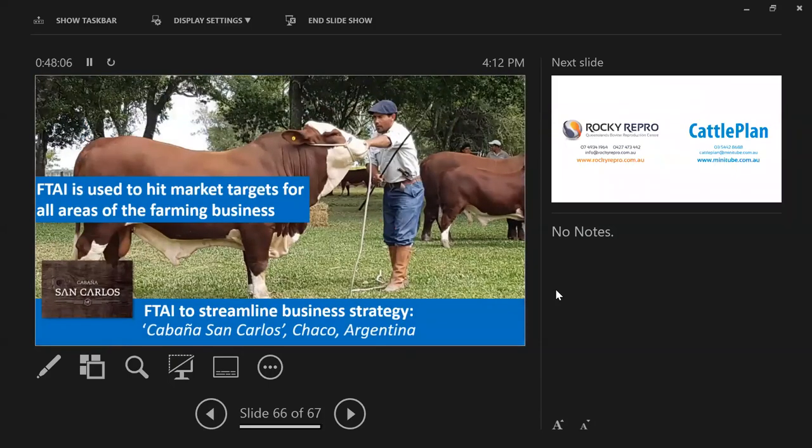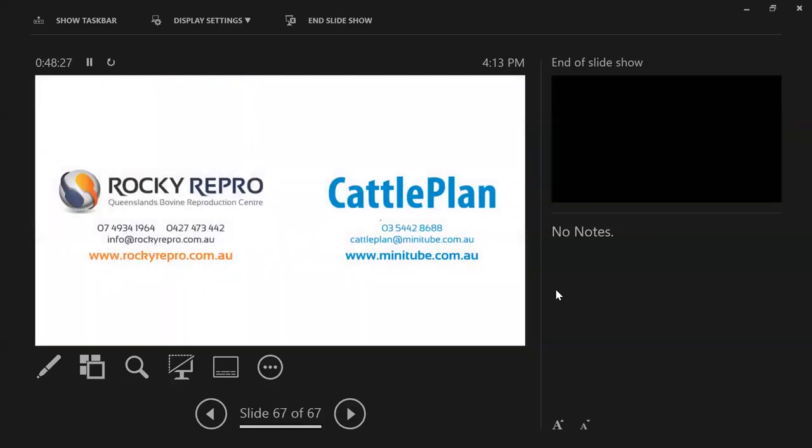So the reason they use fixed time AI is so that their cattle can fit in with their grain production, can fit in with their fish, can fit in with everything else to produce their whole business plan on farm. So it's just an extreme example, but it's a very interesting example. But that's pretty much it. That's the overview for us. And if you've got any questions, feel free to fire away.